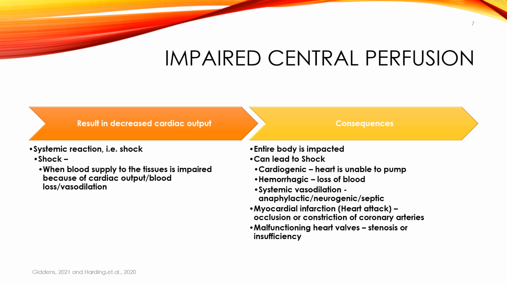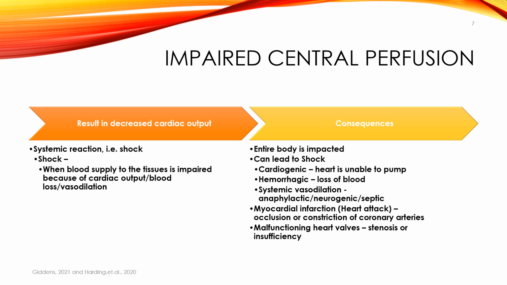We can also have systemic vasodilation, meaning that we have vasodilation throughout the body, and this can lead to a decreased blood flow to the brain, the heart, and the kidneys when everything vasodilates at once, okay? So we can have different types of systemic vasodilation, meaning we can have anaphylactic shock, we can have neurogenic, we can have septic shock, okay?